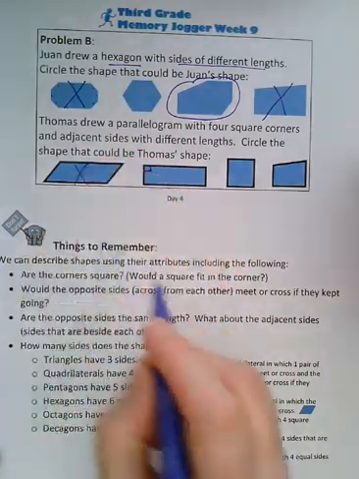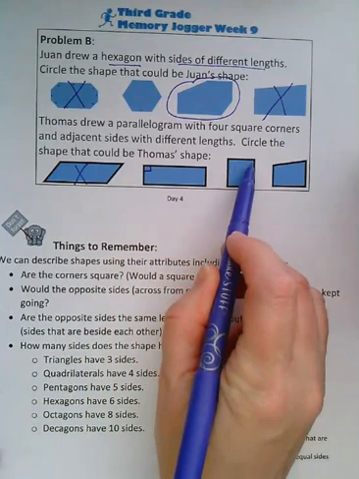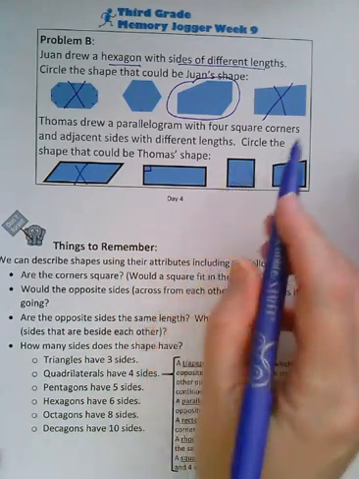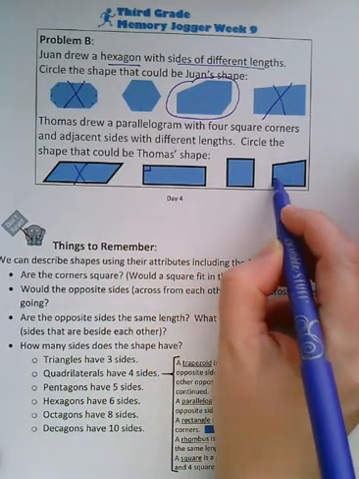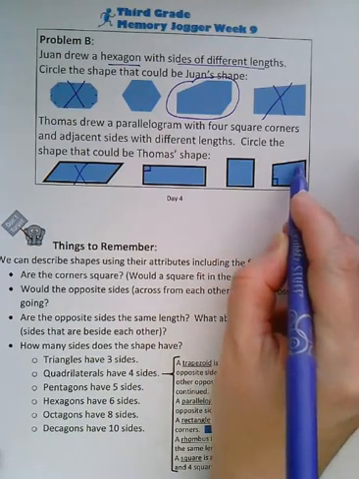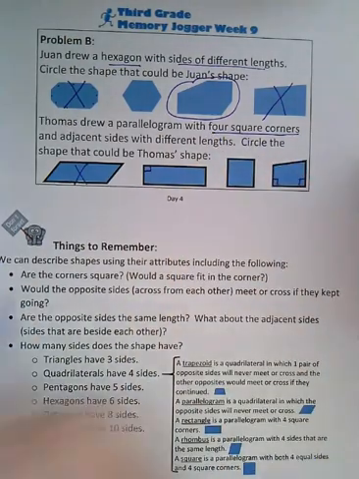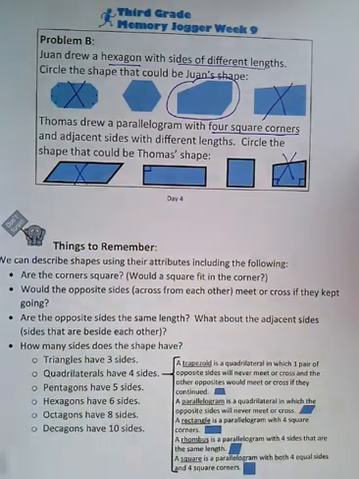This one does not have square corners. This one has square corners. This one has square corners. This one has this square corner and this square corner, but those are not square. And we need a shape that has 4 square corners. So this one cannot be it.